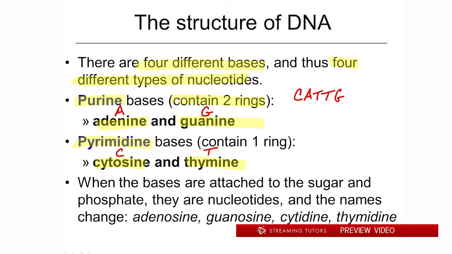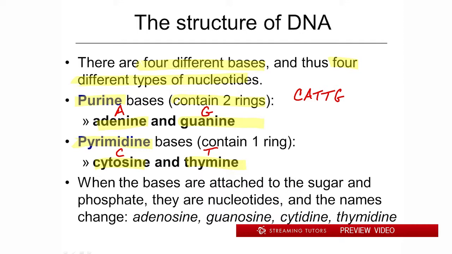However, for right now, we want to go into a little bit more detail because the base itself is named either adenine or guanine, cytosine, and thymine. But when the base gets attached to the sugar, first of all, this is how they're built, that's called a nucleoside.